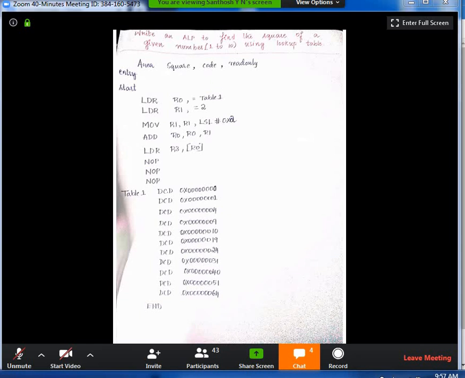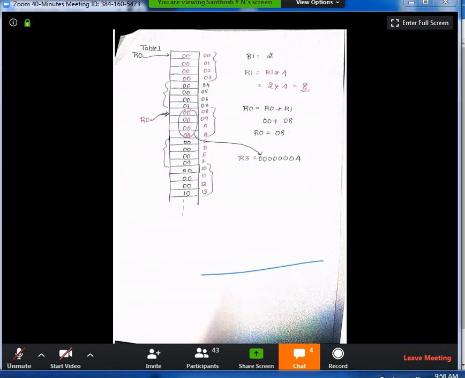And load. What is the next instruction that is there? LDR R3, R0. So what is there in R0 now? It is 8, right? So whatever data is present in the memory location whose address is 8 will be loaded into R3. What data is there in 8? Whatever I have encircled, that data is there in 8. So complete 32-bit data you have to take, not just a byte. You have to take a 32-bit data.